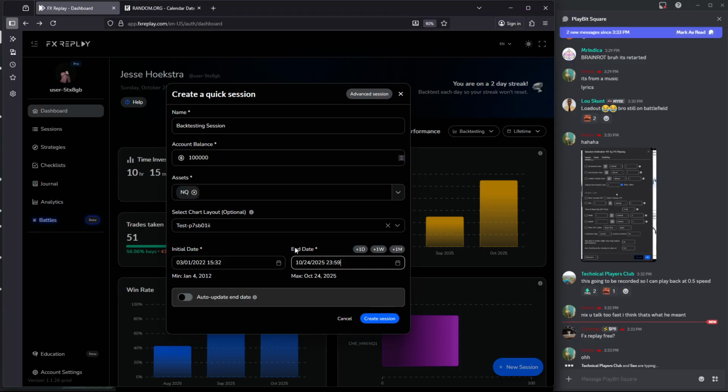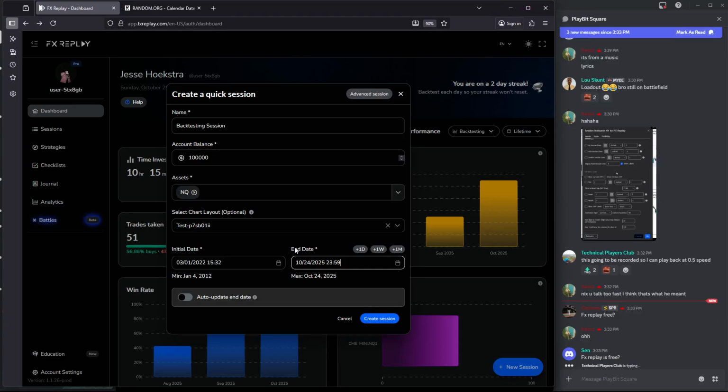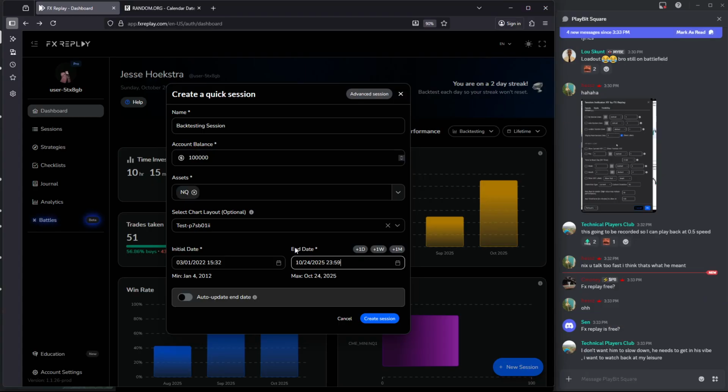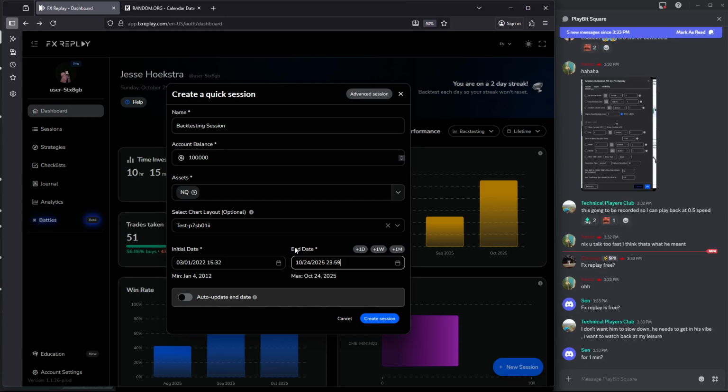So you can, yeah. FX Replay is free, yeah, but if you want the smaller time frames, for 1 minute, 30-second, all those time frames, then you need to pay for it.